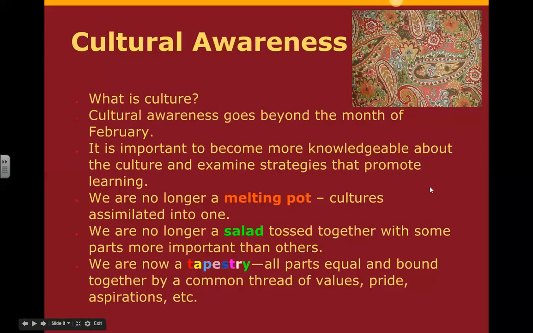Another aspect of multicultural education, obviously, is culture. What really is culture? In the videos that you watched before listening to this, you should have got a good idea of what culture is. Cultural Awareness Month is in February, Black History Month, but it needs to go beyond that. It's really important for you as a teacher to know about these different cultures so you can help have different strategies in your classroom that help students become successful.